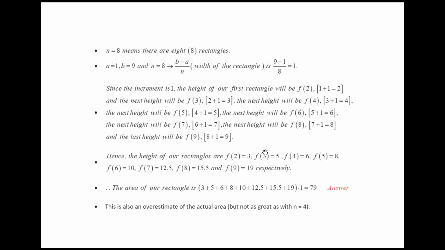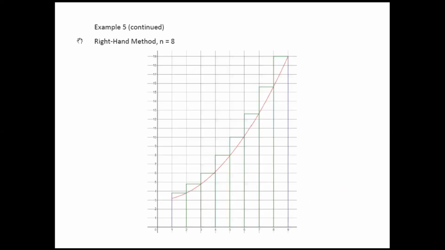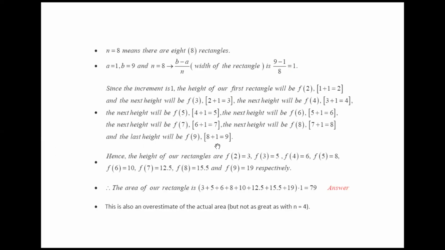Then we measure those heights at each particular point, and you can see them on the graph as we've done every time before this. So we just fill in these values: 3, 5, 6, 8, 10, 12 and a half, 15 and a half, 19. They come from the graph. We add them up and multiply by our width, which is 1, and we get 79.